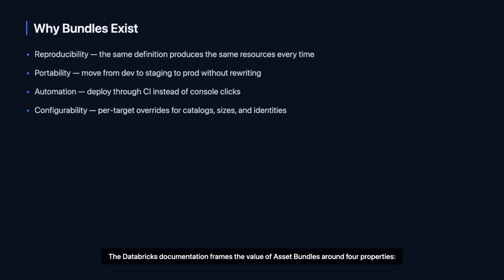The Databricks documentation frames the value of asset bundles around 4 properties: reproducibility, portability, automation, and configurability. In practice, that means the same bundle definition can move from dev to staging to production without rewriting it each time. It's infrastructure as code for the Databricks resources your agent depends on, deployed through CI instead of console clicks.